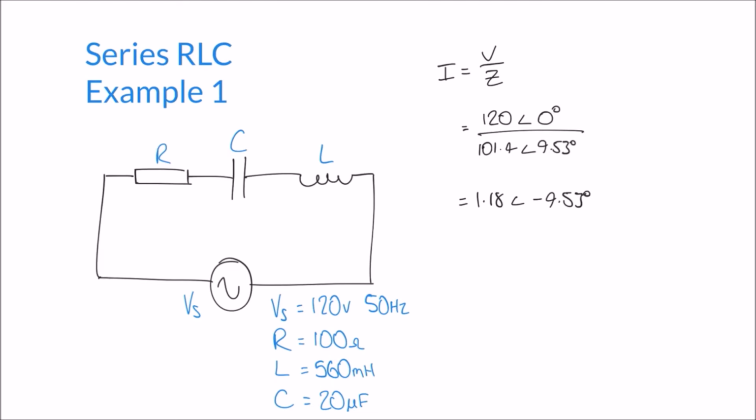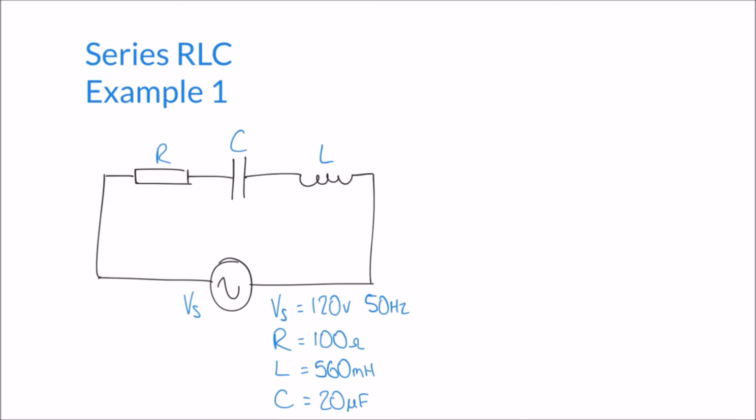Now that we have the current that flows through the whole circuit, the last thing that we can calculate in this circuit is the voltage across each component. We know the supply voltage, the voltage that's supplied to the whole circuit, but some of that voltage will be dropped across the resistor, some of that voltage across the capacitor, and some of that voltage across the inductor. So what we can do is again use Ohm's law to work out the individual voltages dropped across each component.